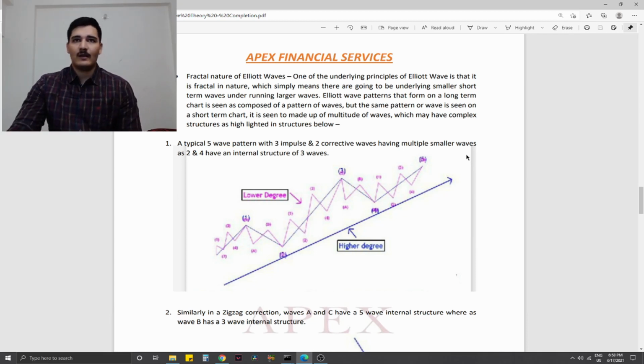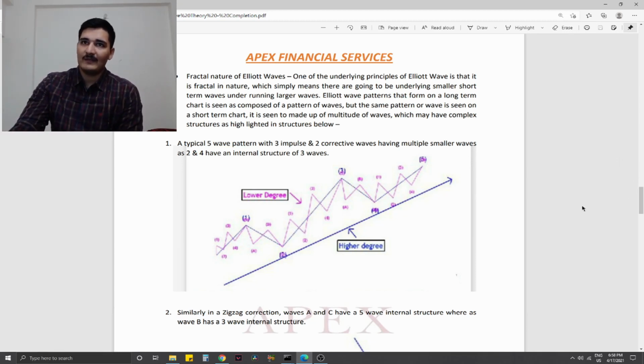Now, these are just examples. In the first one we can see a typical 5 wave pattern, as in you have 1 2 3 4 5, which makes a complete impulse wave, where you have leg 1 followed by a pullback, the largest is leg 3 followed by a pullback, the fourth wave which is not entering the first wave territory, and then you have the fifth wave closing above the third wave. So that becomes your primary impulse wave or the higher degree wave.